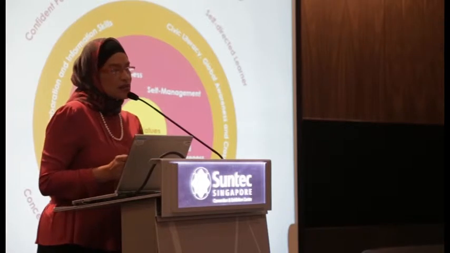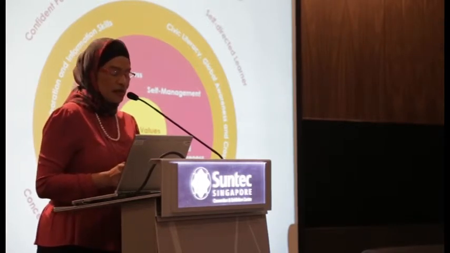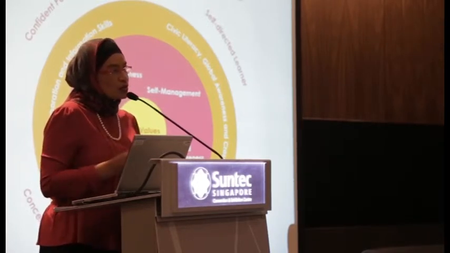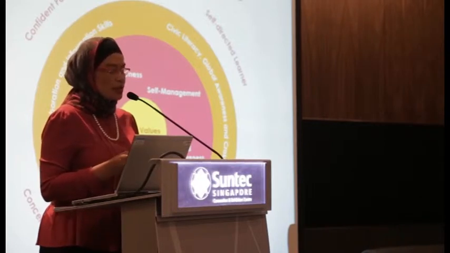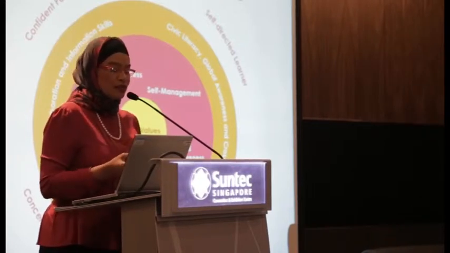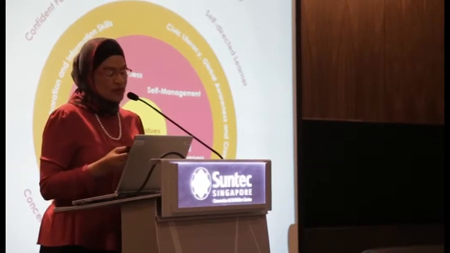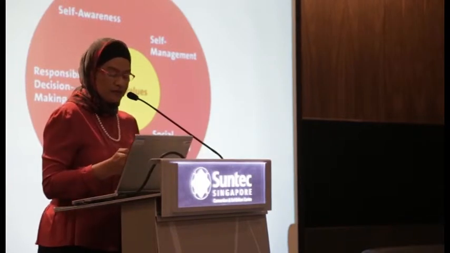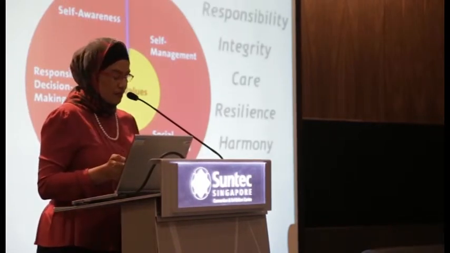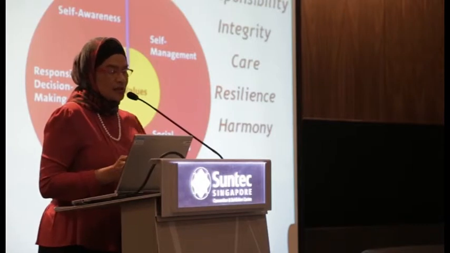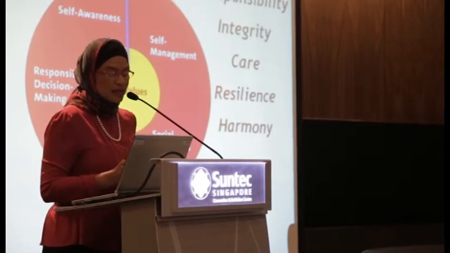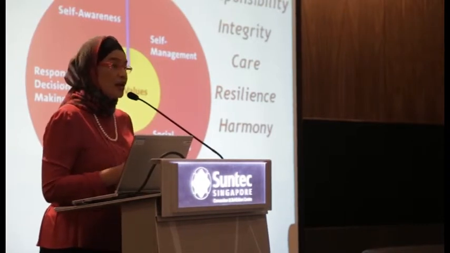So at the center, you can see the core values, and then the social emotional competencies that we want to equip our pupils with, and finally the 4 desired outcomes, which are self-directed learners, active contributors, concerned citizens, and confident persons. So when we talk about core values, what are the values that we want to imbue our pupils with? These are the 6: respect, responsibility, integrity, care, resilience, and harmony.